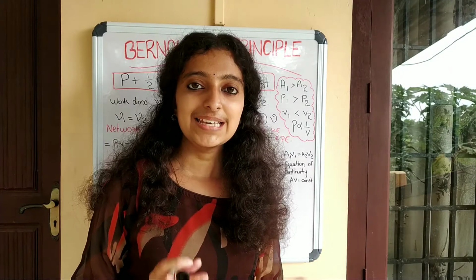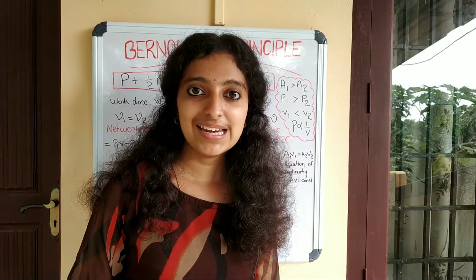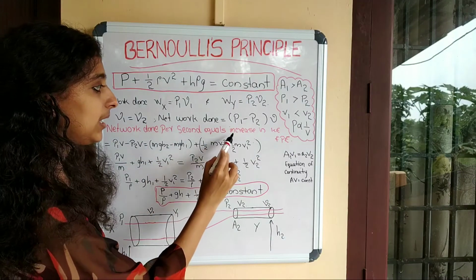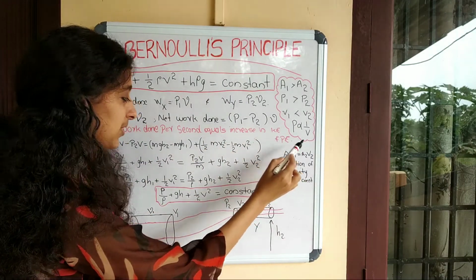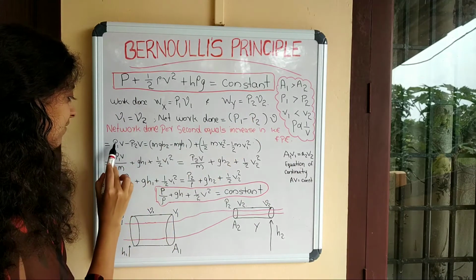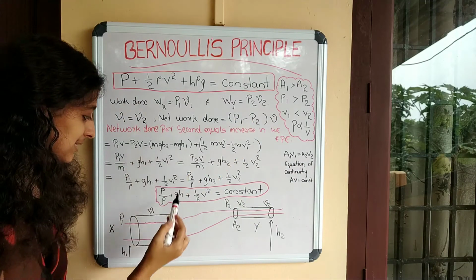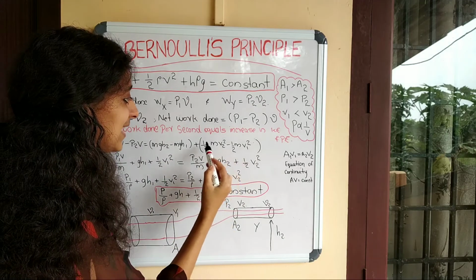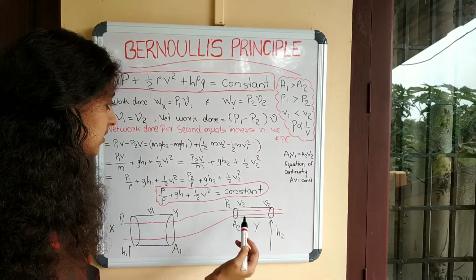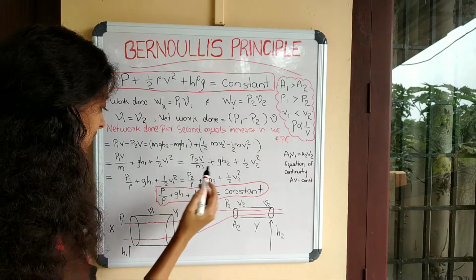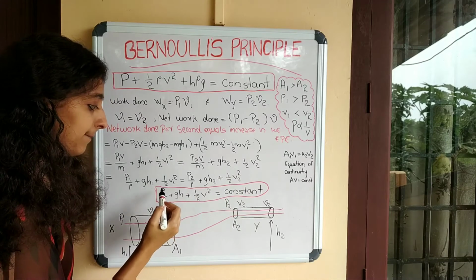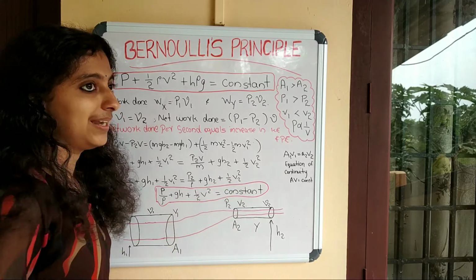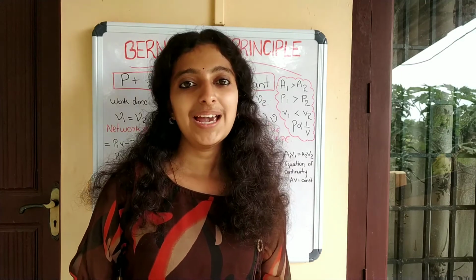This work done is equal to the sum of kinetic energy plus potential energy. Here I have written the net work done per second equals increase in kinetic energy plus potential energy. Thus, P1V minus P2V equal to difference in potential energy term in the tube X and tube Y plus difference in kinetic energy term in the tube X and tube Y. By rearranging them, finally we get P by rho plus GH plus half V square equal to constant. This is called the conservation of energy.